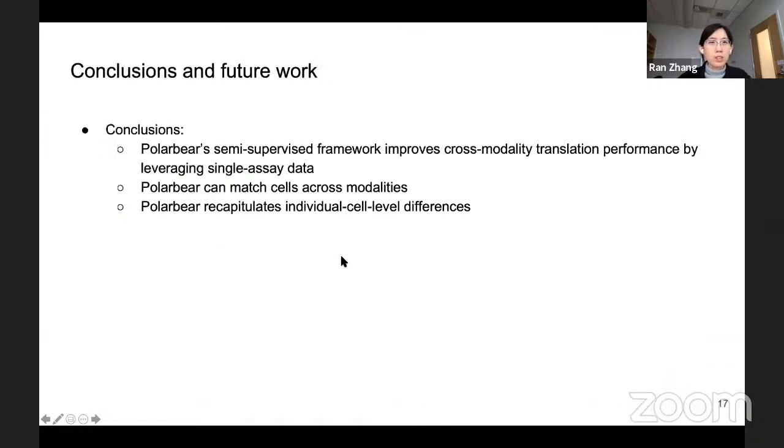And to conclude, the Polar Bear semi-supervised framework improves cross-modality translation performance by leveraging the tons of single assay data that we could easily get from the public database. And also Polar Bear can match cells across modalities. And we also demonstrated that it can recapitulate the individual cell level differences.